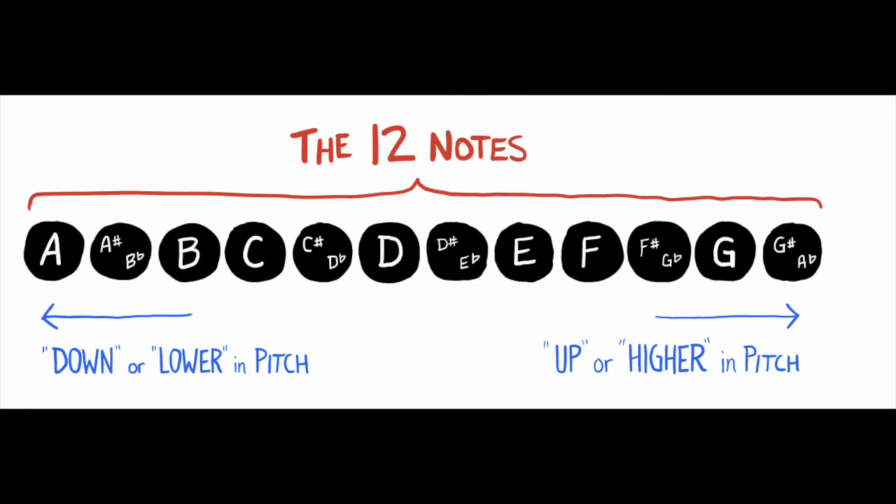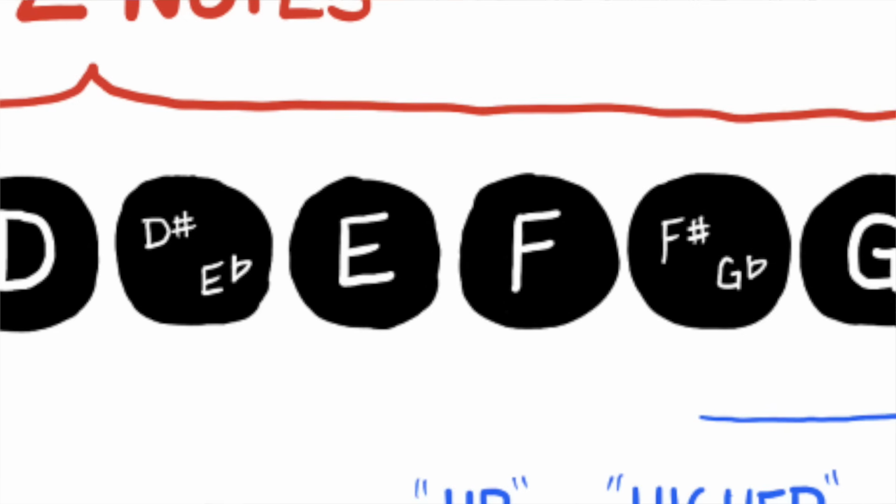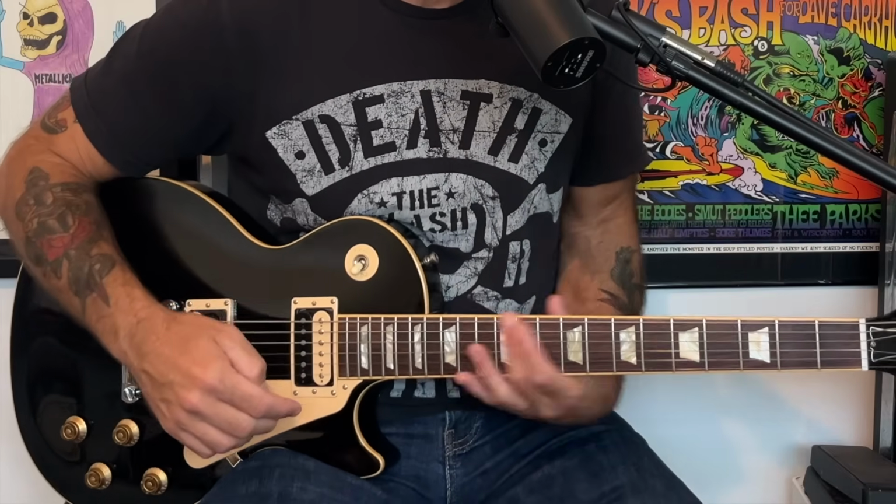So in standard musical notation, there are 12 notes: A, A sharp, B, C, C sharp, D, D sharp, E, F, F sharp, G, G sharp. You'll notice that in the transition from B to C, there's no B sharp, and in the transition from E to F, there's no E sharp. And these 12 notes are reflected on the frets of the fretboard, with the note at the 12th fret being the same as the note open.